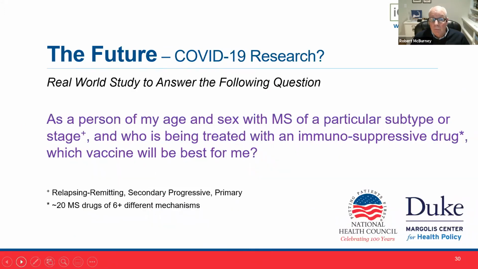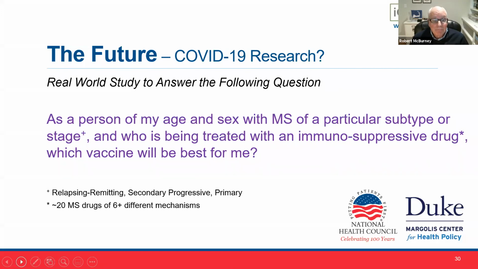In the future, we're going to be asking a very important question in the COVID-19 research area, and you can see the question there. It's basically, considering my age, sex, and my particular subtype of MS and my particular treatment, which vaccine will be best for me? Or maybe turning the question around, will a vaccine be effective for someone like me?